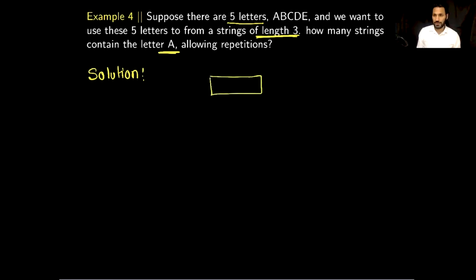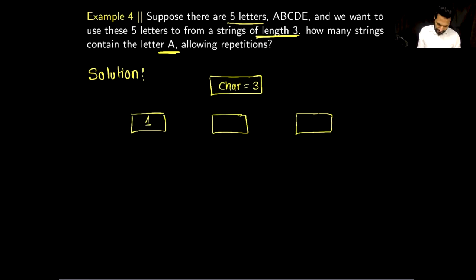So our procedure is, we want to generate a string of length 3, or 3 characters long. In order to complete this procedure, I need to perform 3 tasks. The 3 tasks are: how many ways I can place a letter in the first position, the second position, and the third position. If I complete these tasks without any restriction, then I will have 5 possible ways.